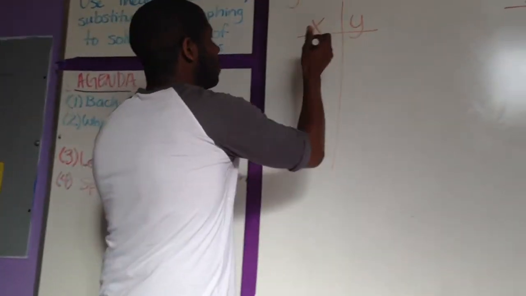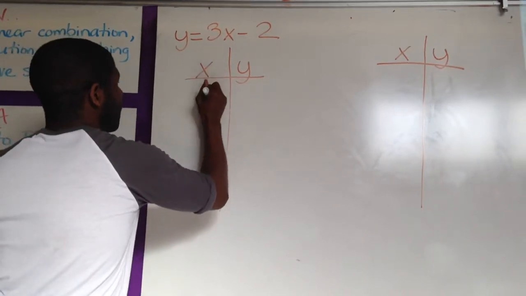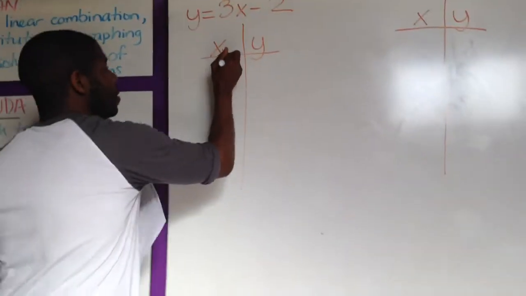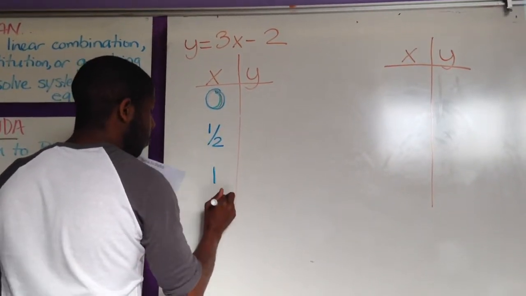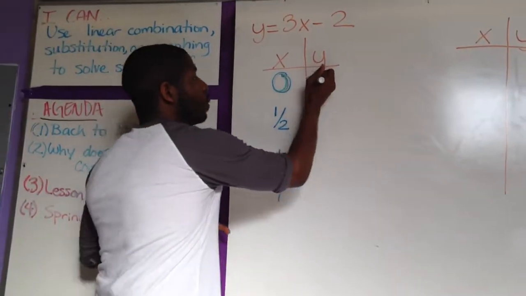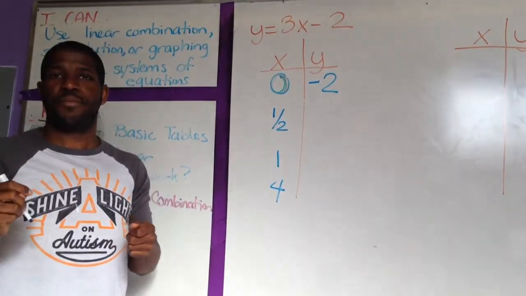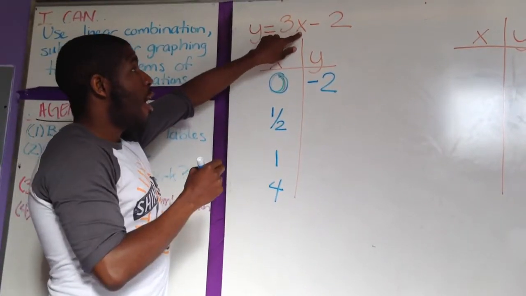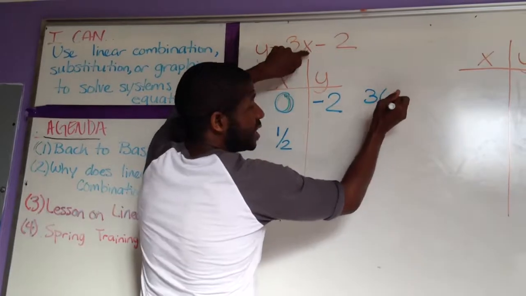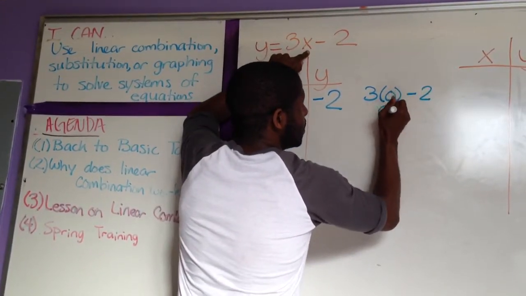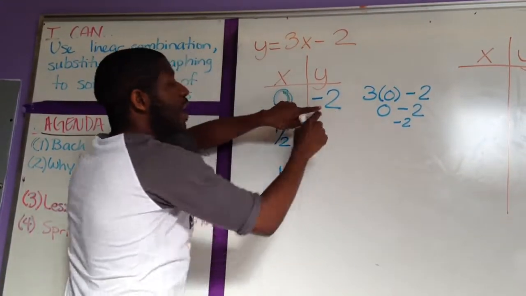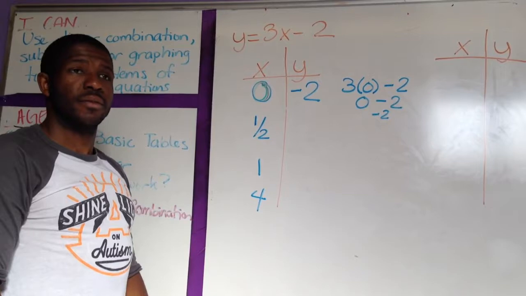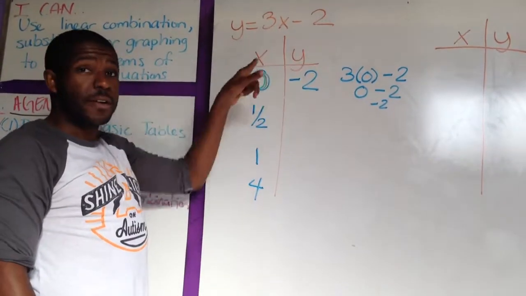Now, your X values for this problem were 0, 1/2, 1, and 4. Okay? Now, how do I know that the first coordinate is going to be 0, -2? Jose? Because you have to plug in the 0 to the X that's on top. So 3 times 0, which is X, minus 2, is 0 minus 2, which equals -2. How else do I know that -2 would be my first coordinate, Christian? Because if the X is 0, then that's the y-intercept. So I know for 0, -2 would be my first coordinate.